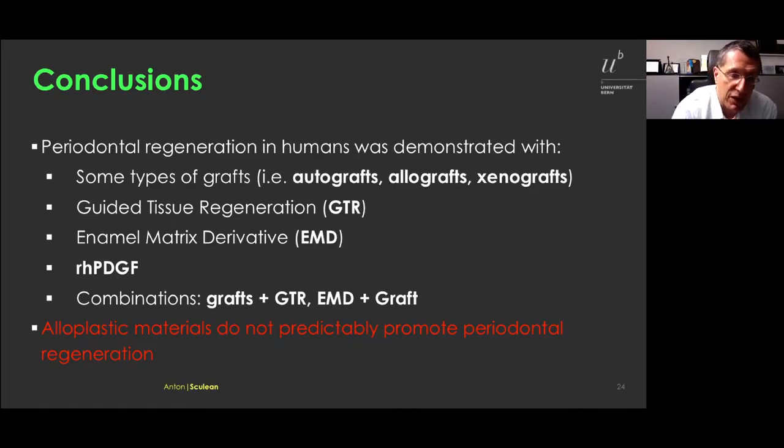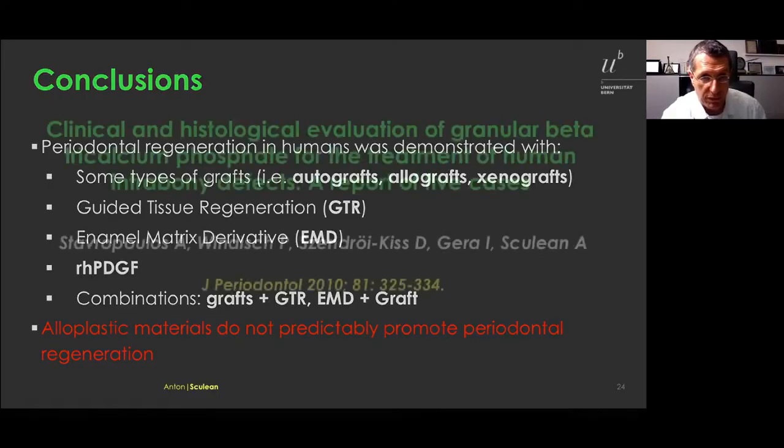Don't forget that if we look now at synthetic materials, so-called alloplastic materials, we do not predictably expect periodontal regeneration. Usually, these particles are encapsulated in soft tissue. So be careful, please, when you use synthetic materials, because when you use them alone without combining them with a membrane whatsoever or a biologic material, they will not work usually.